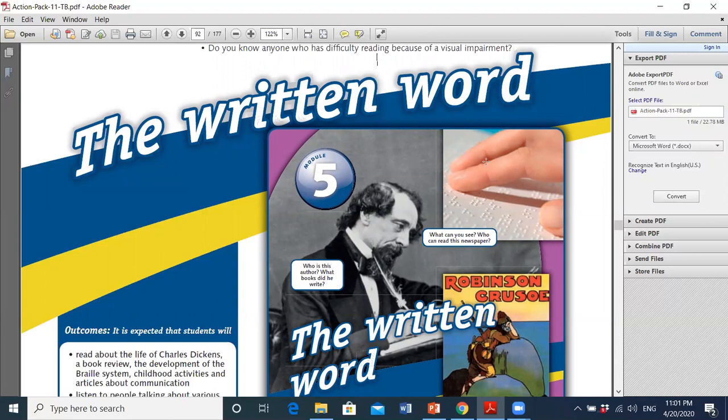Okay, so I guess you got your book. Now we can go to page 57, please. This is the first page in module 5. And the module talks about the written word. As you see in front of you on the screen, we have a picture of an author. An author is a writer.